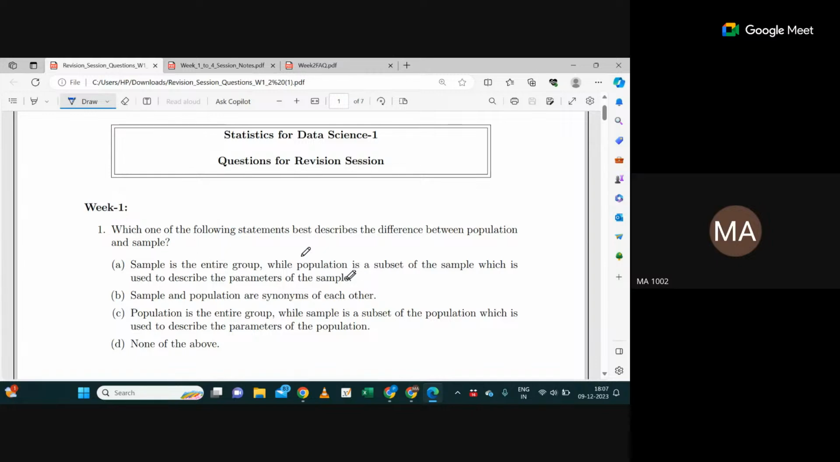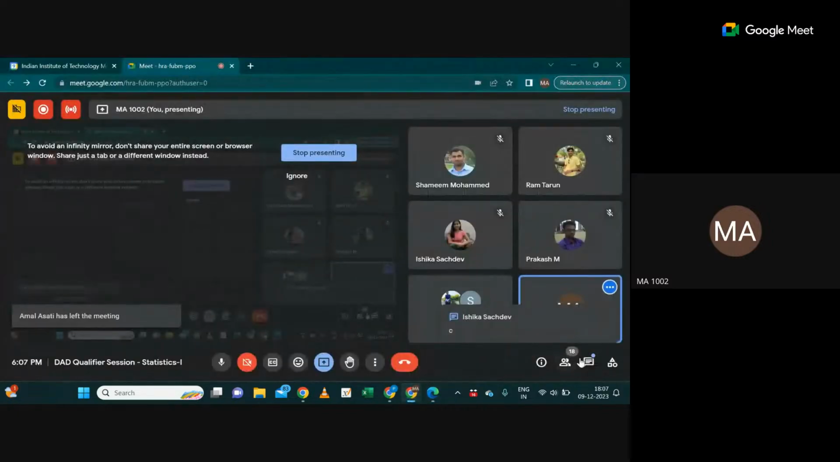The first option says sample is the entire group, but population is a subset of the sample which is used to describe the parameters of the sample. Second is sample and population are synonyms of each other. Third one is population is the entire group while sample is a subset of the population which is used to describe the parameters of the population. So as per you, which option should be correct?